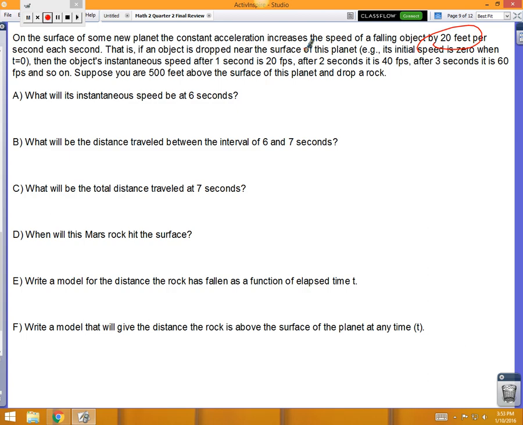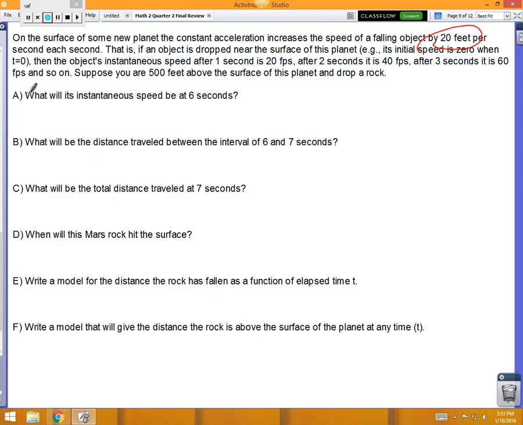at time zero is zero. And then it begins to speed up. So after 1 second, it's going to speed up by 20 feet per second every second. 1 second is 20, 2 is 40, 3 is 60, and so on. So suppose you are above the surface of that planet 500 feet and you drop it.